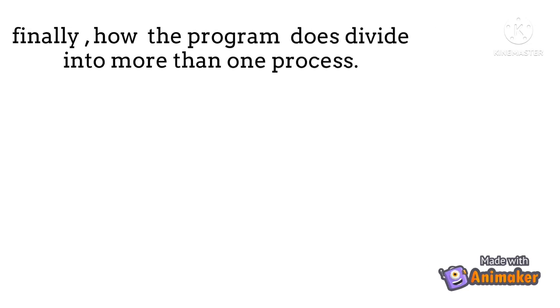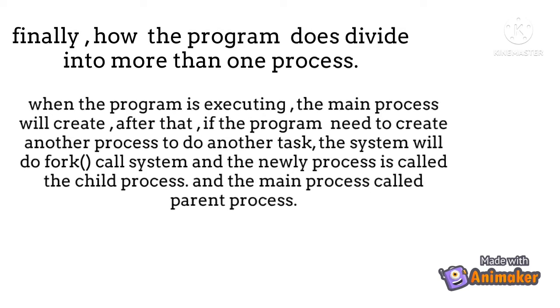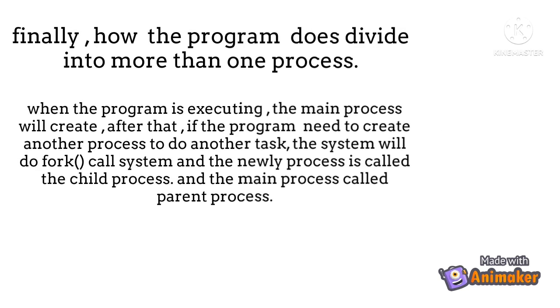Finally, how does a program divide into more than one process? When the program is executing, the main process will be created. After that, if the program needs to create another process to do another task, the system will make a fork system call, and the newly created process is called the child process. And the main process is called the parent process. And this operation is repeated until all tasks of the program are executed.